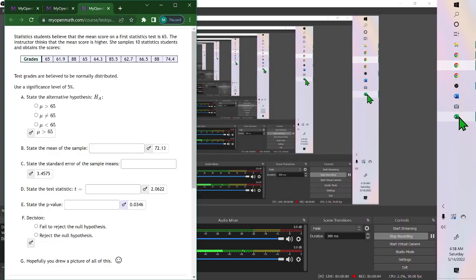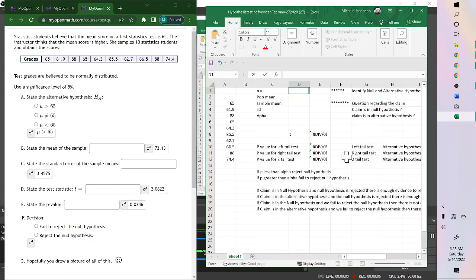Well, for this problem, you can let Excel find the mean and standard deviation for you. So test statistics, students believe that the mean score on the first statistics test is 65.